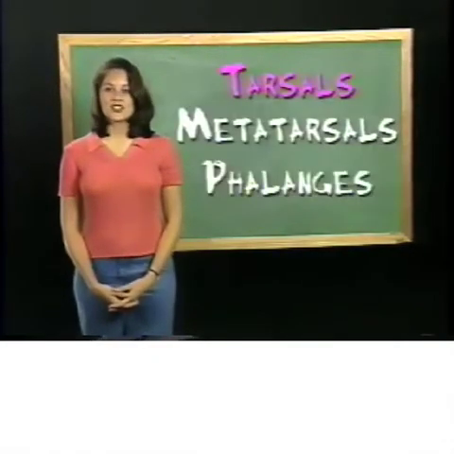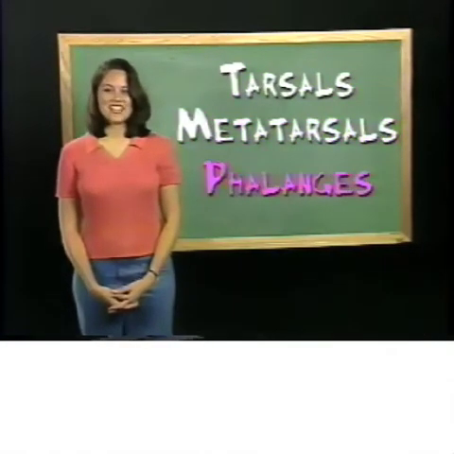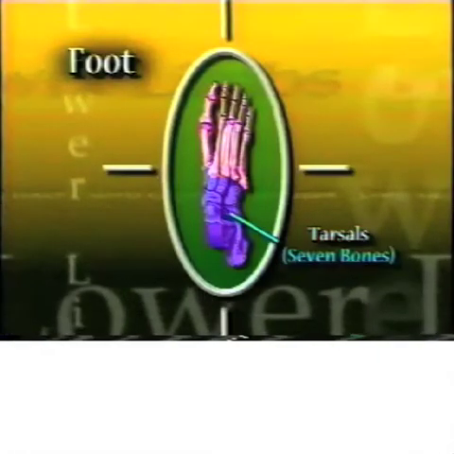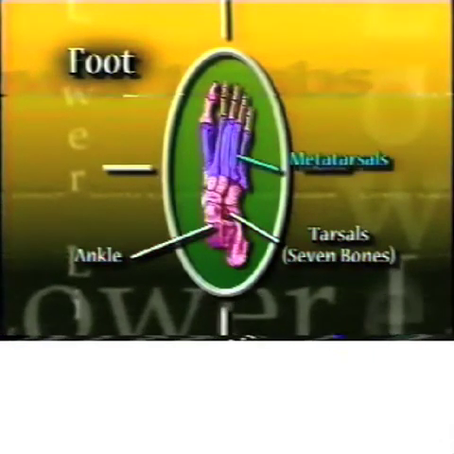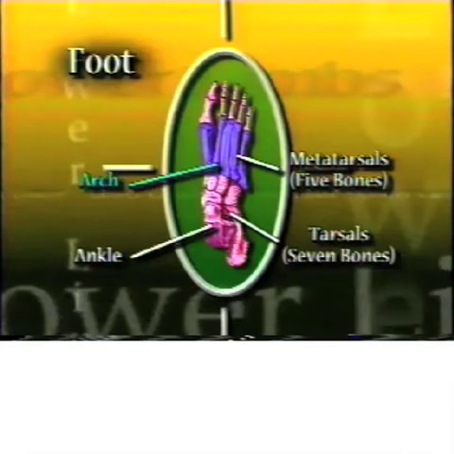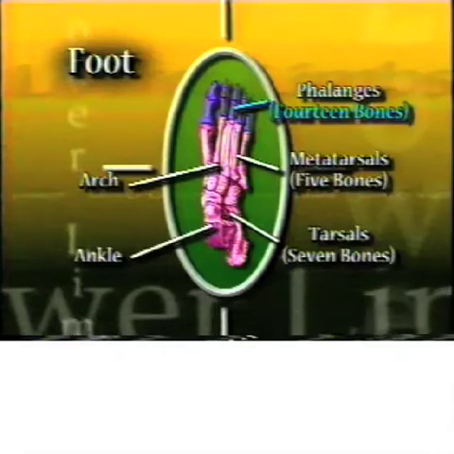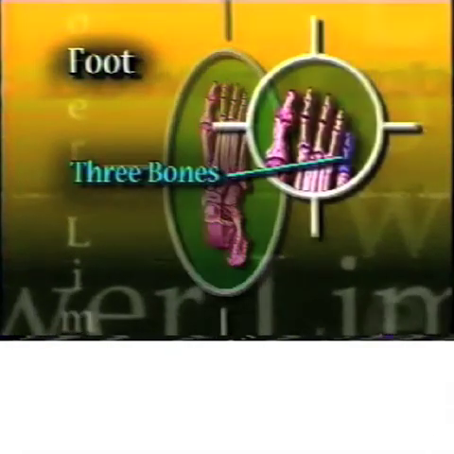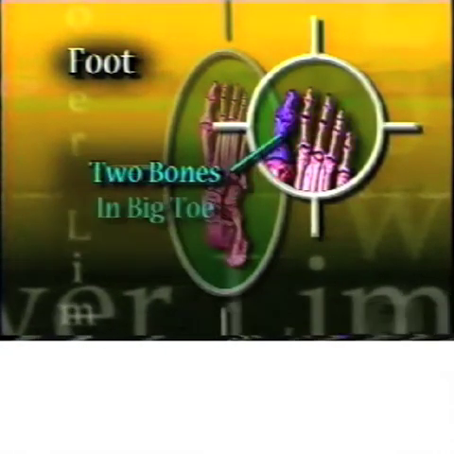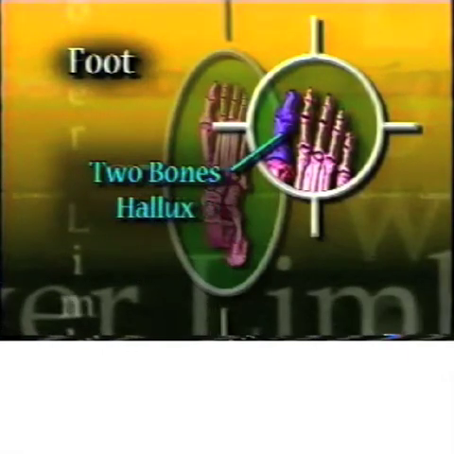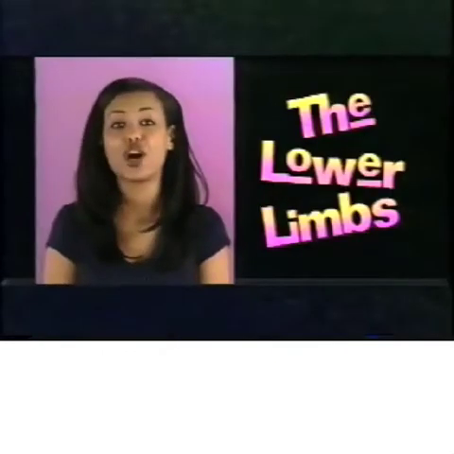Those regions are the tarsals, the metatarsals, and the phalanges. The tarsals are 7 bones that form the ankle. The metatarsals are 5 bones that form the arch of the foot. Finally, the phalanges are 14 long bones that form the toes. There are 3 bones in each of the 4 little toes and 2 in the big toe, or some call it the hallux. And that's it for the lower limbs.